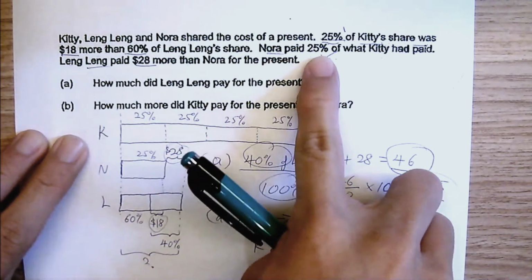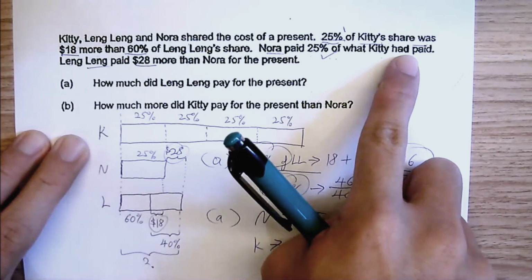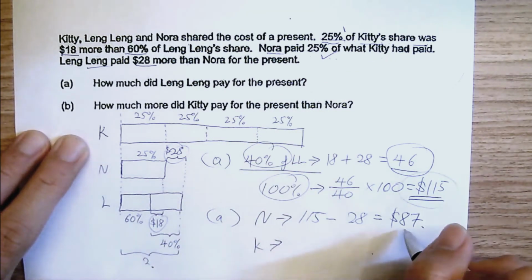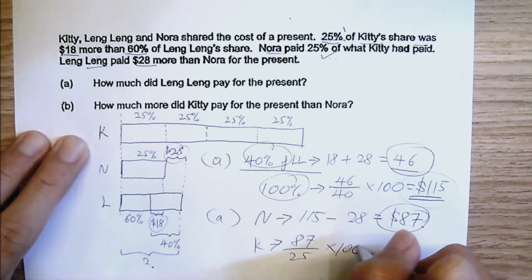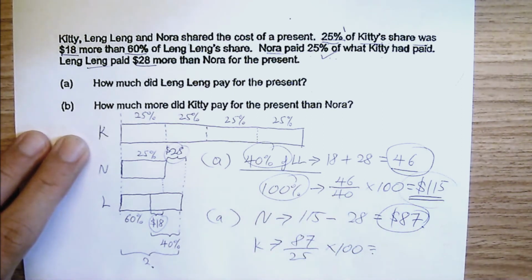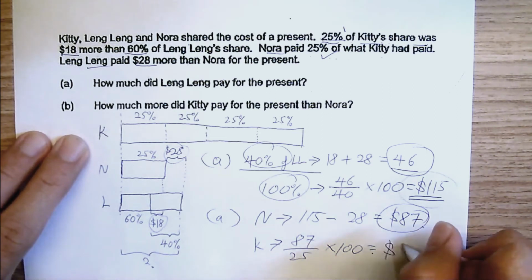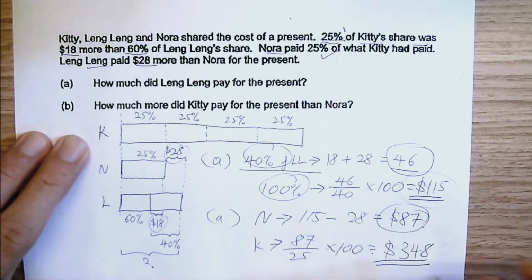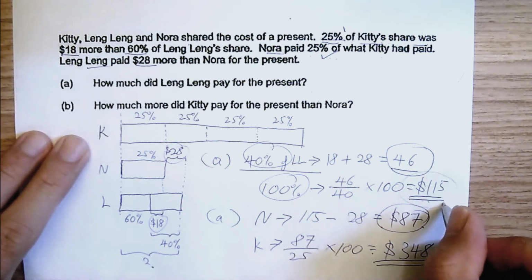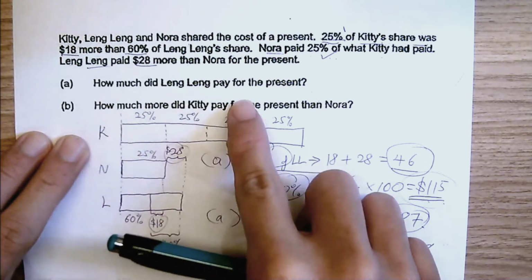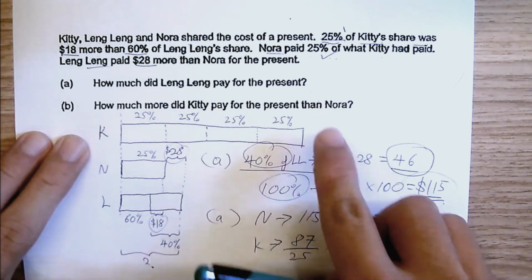Since Nora paid 25% of what Kitty paid, you take $87, divide by 25%, multiply by 100% to find out how much Kitty paid. So $87 divided by 25 multiplied by 100, and that will give us, wow, that's a lot of money, $348. So Kitty paid $348, Nora paid $87, Ling Ling paid $115. To answer the question, they say how much more did Kitty pay for the present than Nora? Simply take Kitty minus Nora.